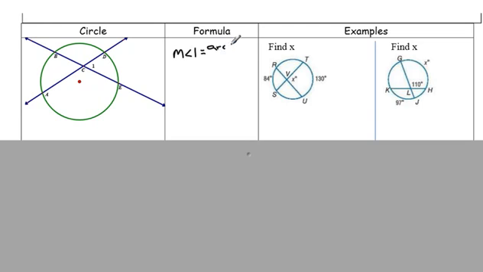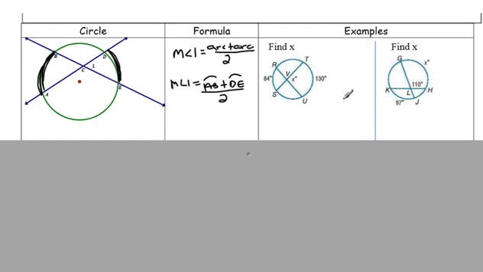arc plus arc divided by 2, and that'll give us the angle. And the arcs that I'm referring to are the arcs that are across from the angle. So I can say the measure of angle 1 equals arc AB plus arc DE divided by 2.